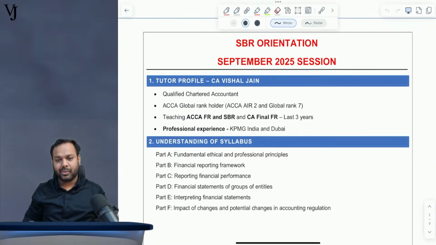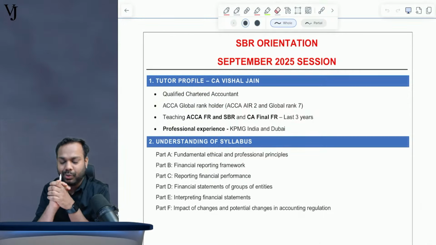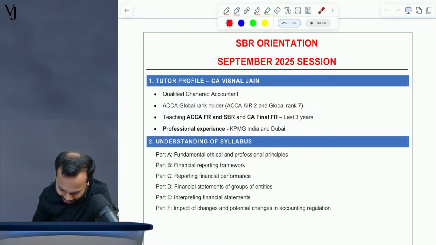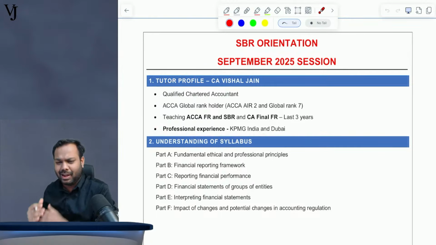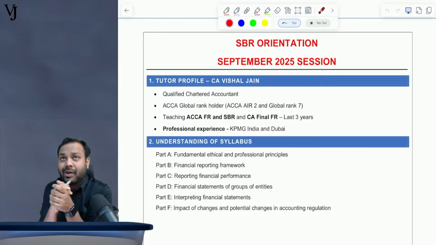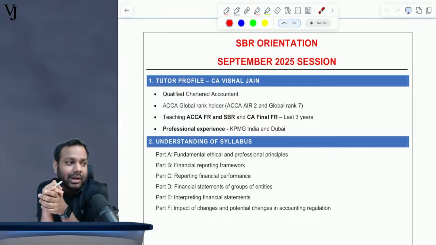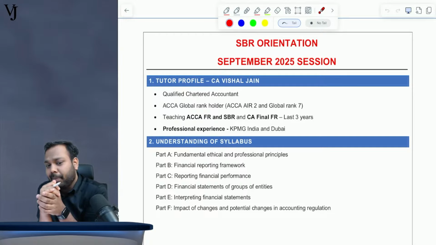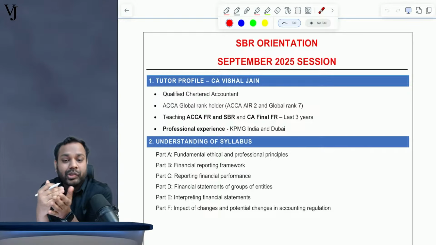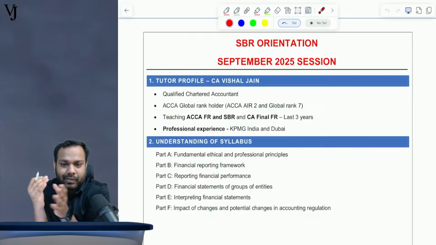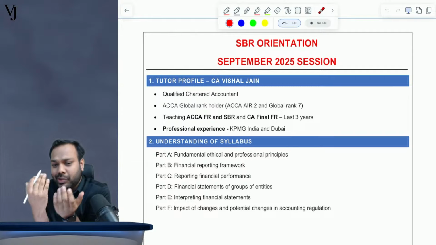Coming to SBR orientation for September 2025. First is my tutor profile. Though it is not that relevant, I want to give a quick introduction about myself. I'm a qualified chartered accountant. Post qualifying CA, I worked with KPMG India and KPMG Dubai. Then I started teaching. I also pursued the ACCA papers which I teach, and I've scored a rank as well. Many of my students have also scored a rank.